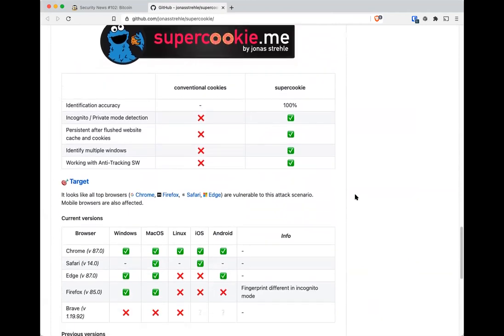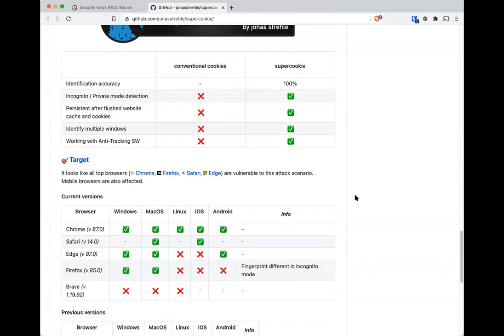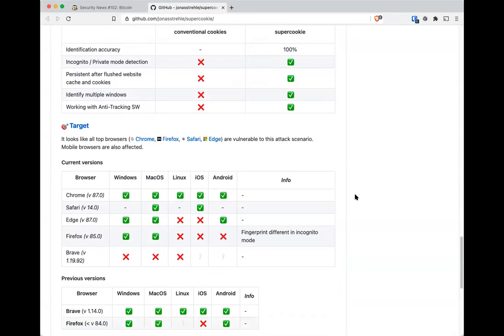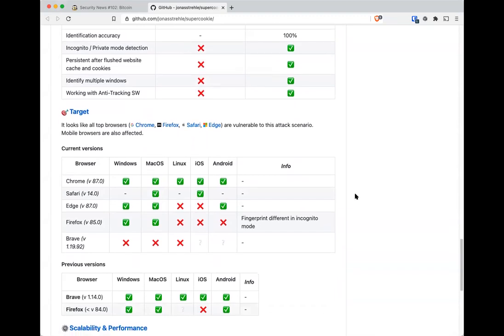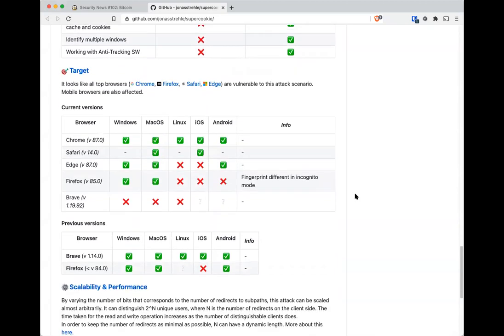whether they deleted their cookies, whether they're in private mode. You can track anyone using these favicons, which I think is brilliant. And yeah, I just wanted to share this research.